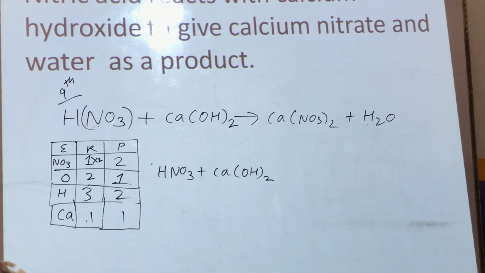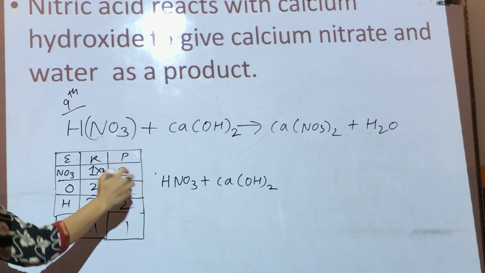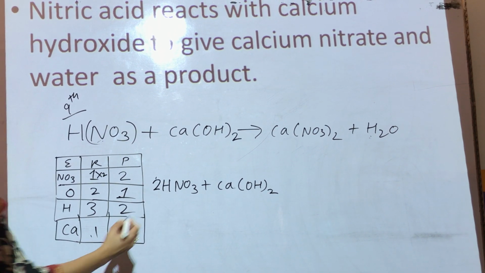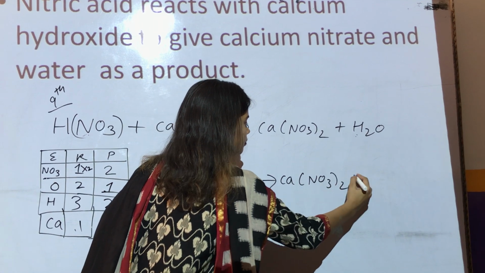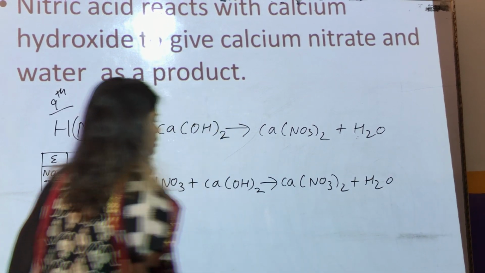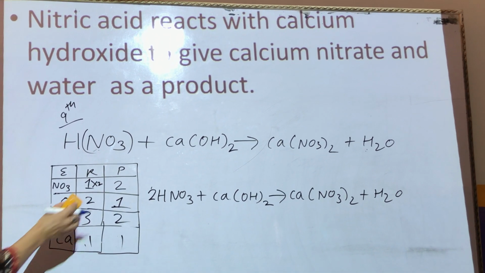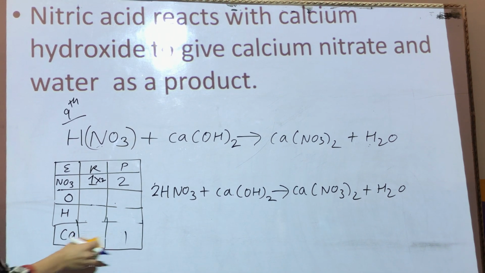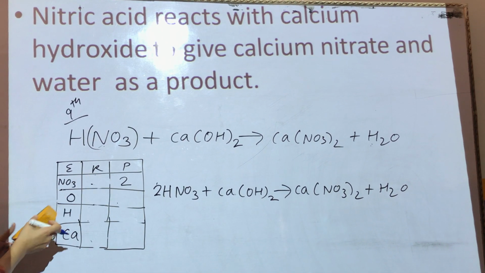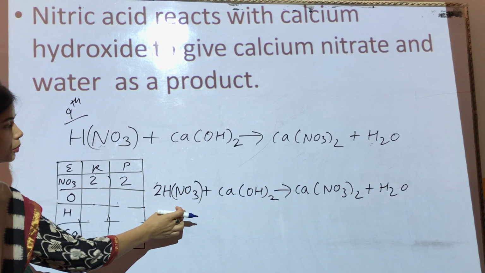So firstly, which one will we consider? We will consider nitrate here. So we have multiplied by 2, so we will put 2 here. Then write down the complete equation now. This is it. Once I put 2 here, again just try to write down the number of atoms. So this part is balanced. Nitrate is balanced because here also 2 nitrate, 2 atoms there also.